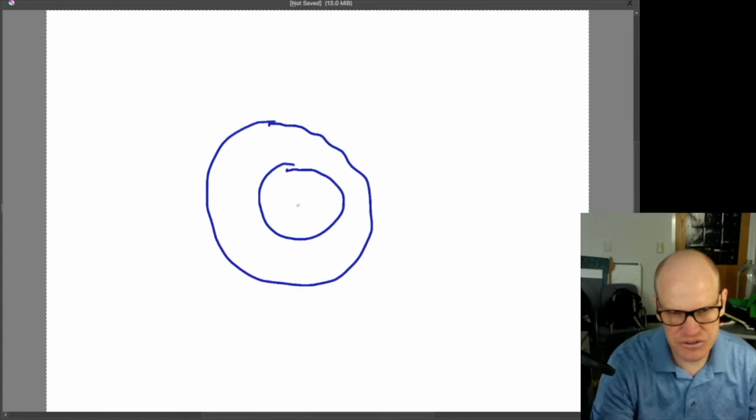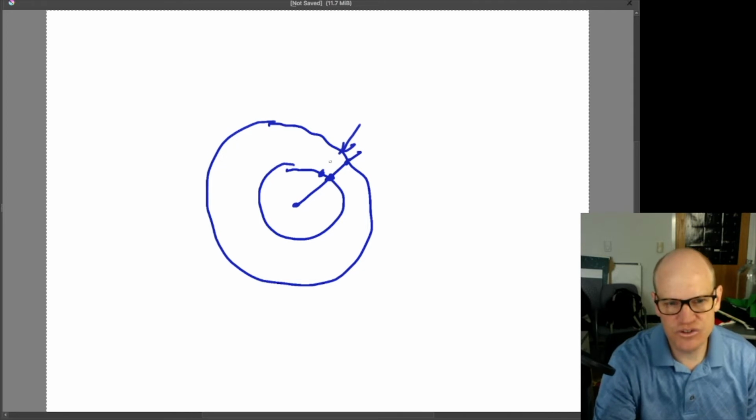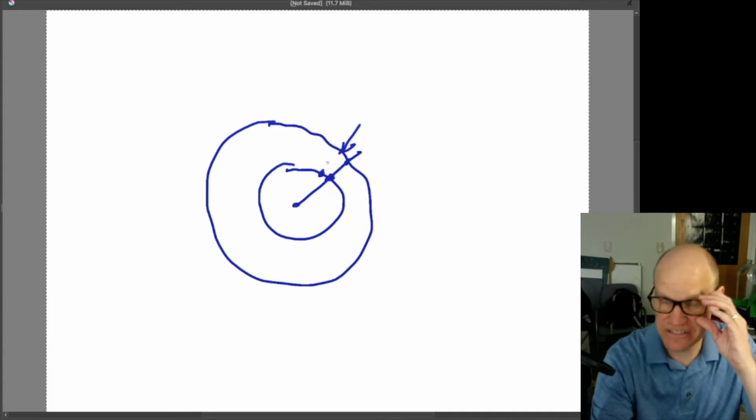You have two concentric circles and you draw a line basically like this. For every point on this circle here, there's a corresponding point on the inner circle. They have the same number of points. There's a one-to-one map between points on the outer circle and points on the inner circle. Even though it looks bigger, it actually has the same number of points.